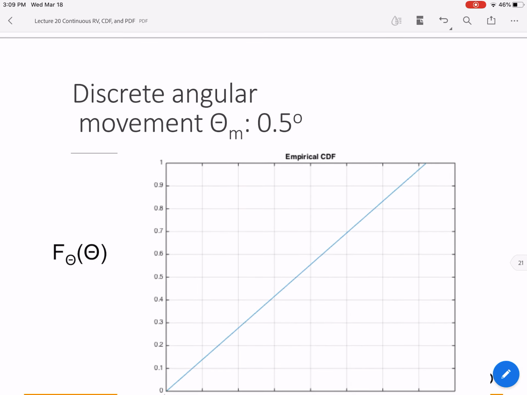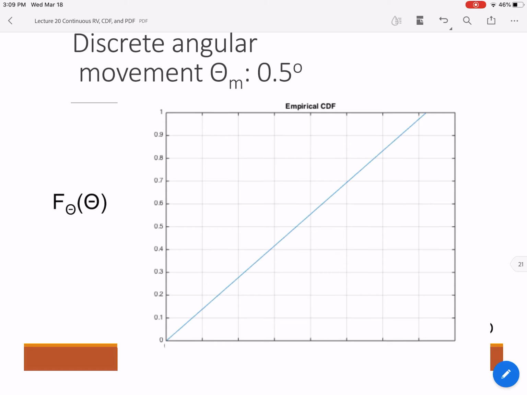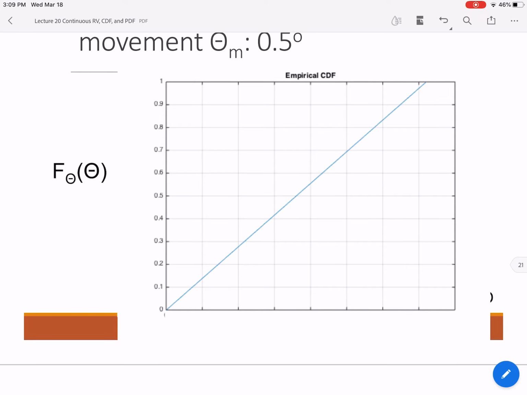Now this is the case for 0.5. That's your CDF. Now carefully notice the shape of this CDF. Do you guys think it is discrete anymore? It doesn't look discrete anymore, right? So as you let theta take on infinite values between 0 to 2 pi, the CDF is going to look more continuous and more continuous.